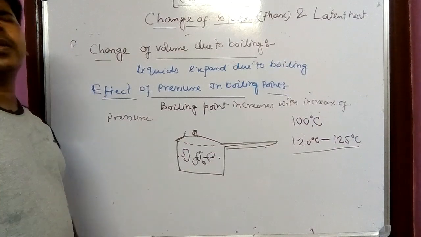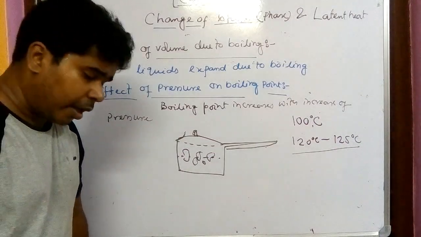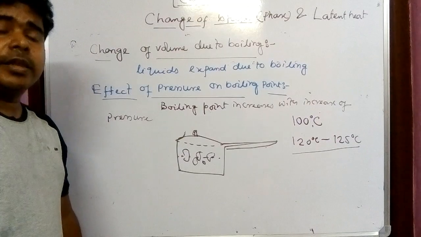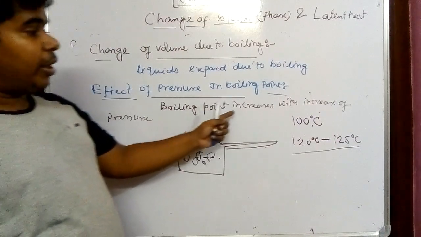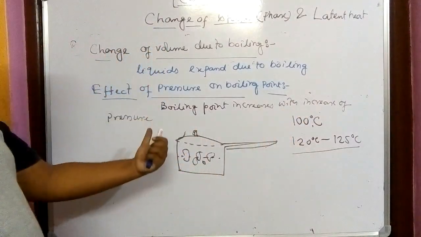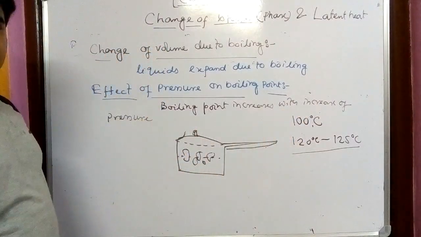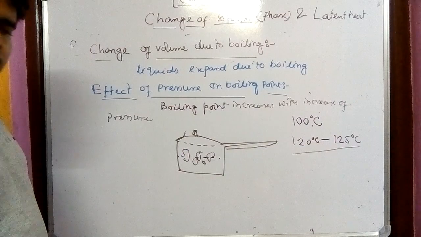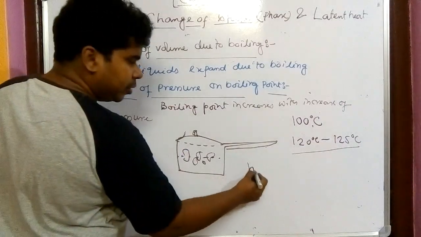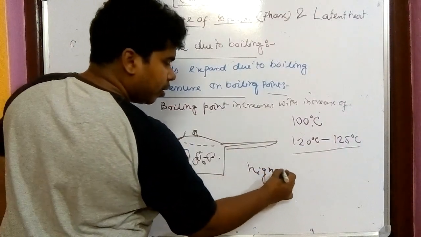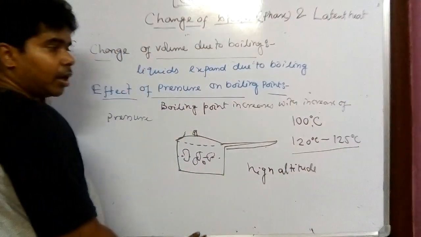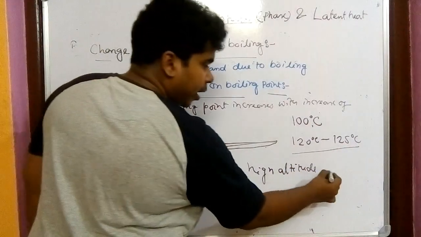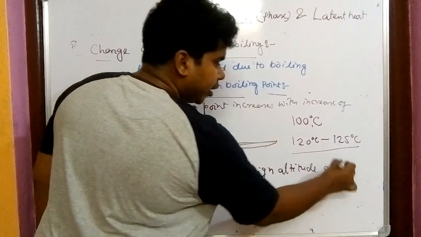Not only that, if you are going to high altitude areas, we all know, we have read it in class 9, that at high altitude the pressure is decreased. So simple thing, as the boiling point increases with increase of pressure, it decreases with the decrease of pressure. At high altitude, the water starts boiling at around 90 degrees centigrade.